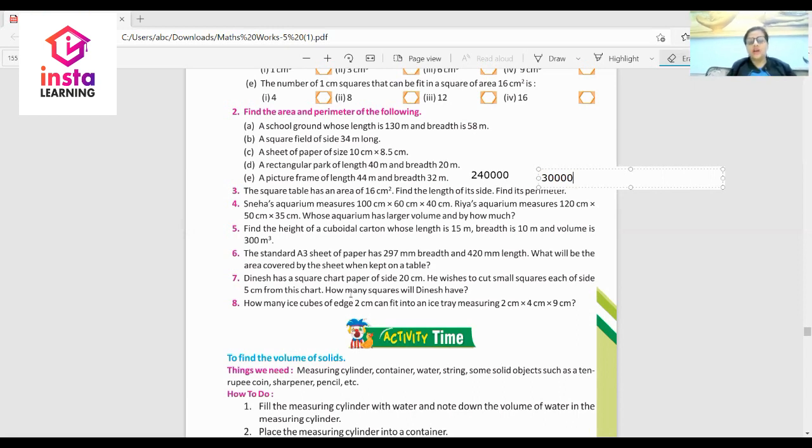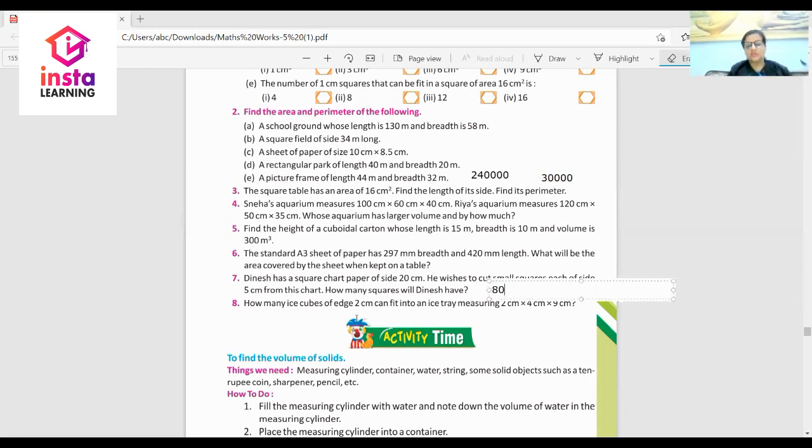Now, Dinesh has a square chart paper of side 20 centimeter. He wishes to cut small squares each of side 5 centimeter from the chart. How many squares will Dinesh have? So what you are going to do is multiply 20 into 20. 2 2s are 4, and then 0 0 will come behind. So it is 400 centimeters square. 400 centimeter divided by 5 is 80. So the answer will come here 80.